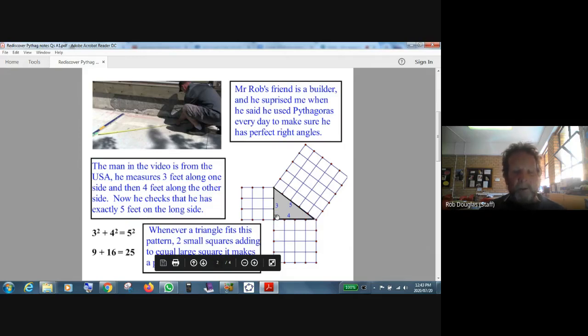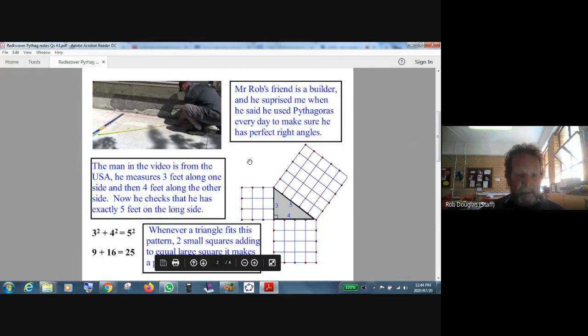He's trying to see if he's got a right angle. Then he measures straight across, and if it's not exactly 5 meters, he's got to redo his work because he knows he doesn't have a right angle. Do you see, if you've got a right angle, then 3 times 3 is 9, 4 times 4 is 16, and 5 times 5 is 25. 9 plus 16 equals 25.